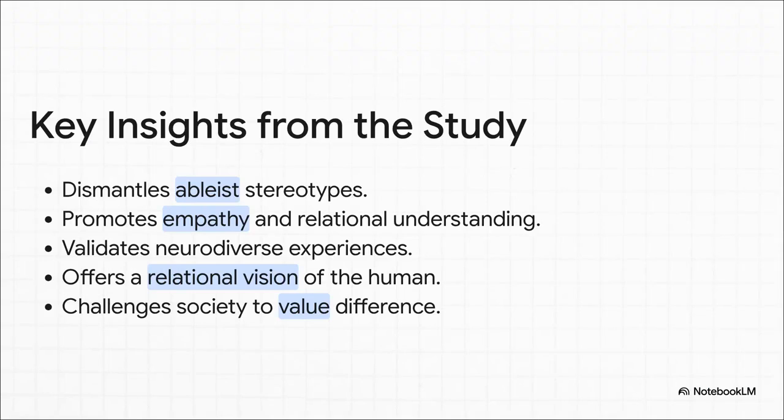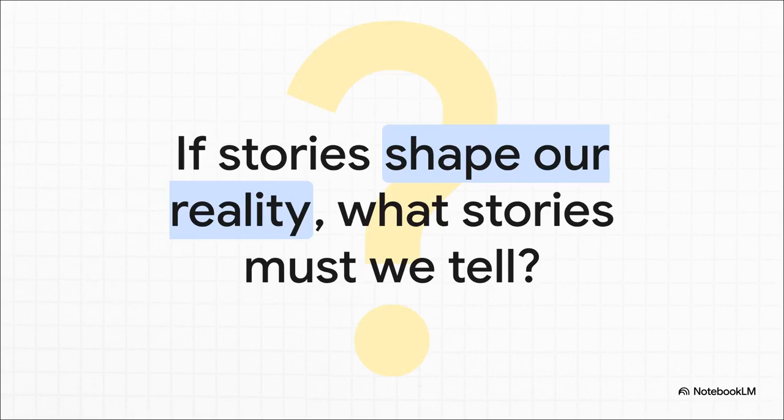Okay, so let's boil this down. What are the big insights here for researchers and academics? The study shows that stories like Mockingbird are more than just stories. They're powerful tools. They can actively take apart harmful stereotypes. They build empathy by literally letting us experience otherness from the inside out. They validate neurodiverse experiences, which is so crucial for self-identity. And maybe most importantly, they challenge all of us to move past just tolerating difference and to start genuinely valuing it. And that leaves us with this final, really provocative question.